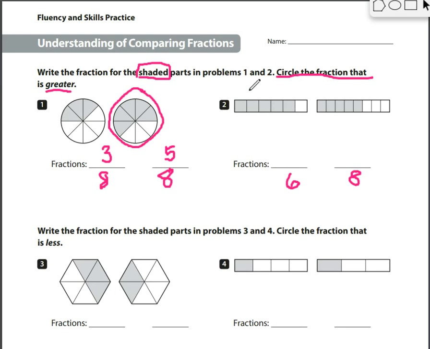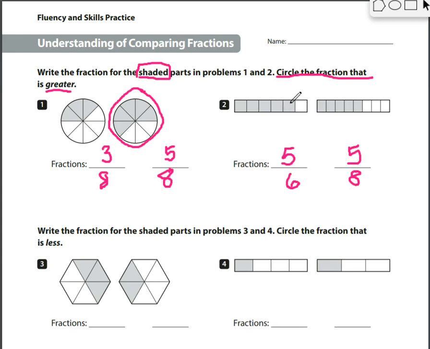Let's see how many are shaded. We have 1, 2, 3, 4, 5, 6. So almost the whole entire thing. We only have 1 empty space. And here we have 1, 2, 3, 4, 5/8. So both the numerators are the same. Here we have 5 and here we have 5. The denominators are what's different.